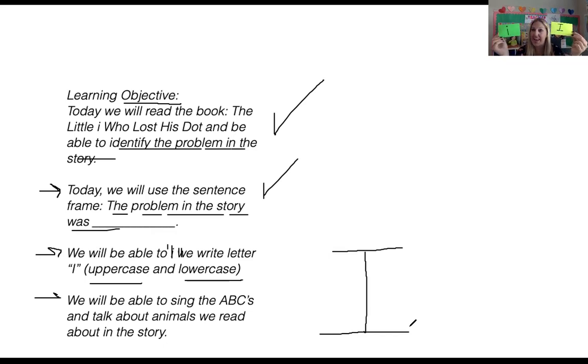We practiced writing them, and we know that the little I was able to find his dot by the end of the story, but not without the help of his friends. Sometimes we can't do everything by ourselves, so our friends were able to help us. So that was today's lesson.